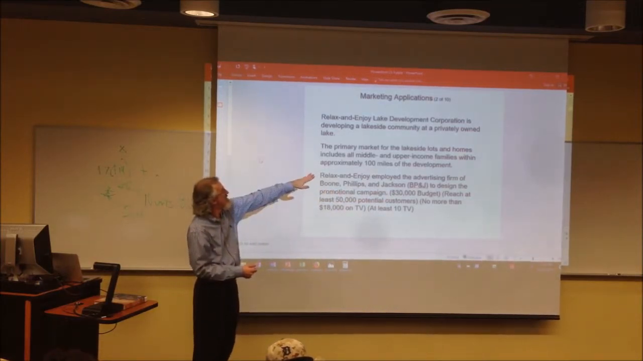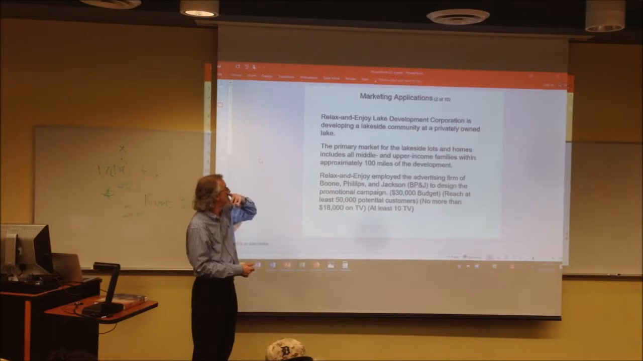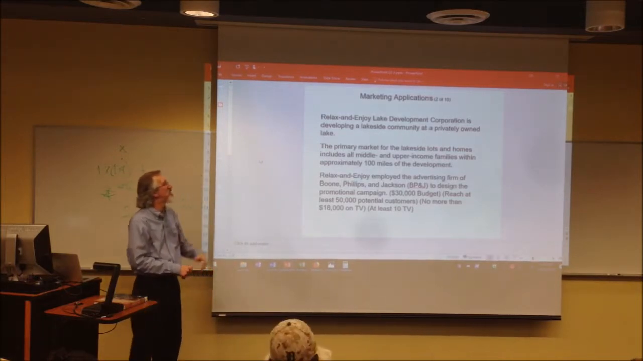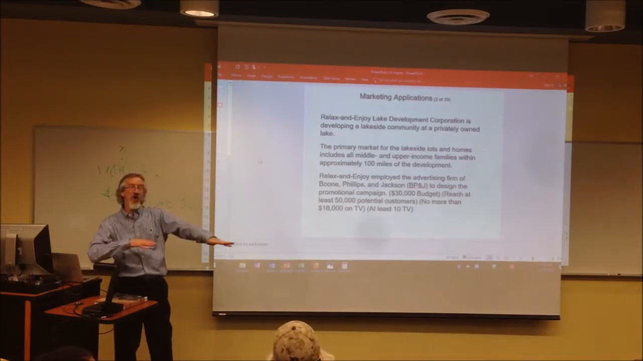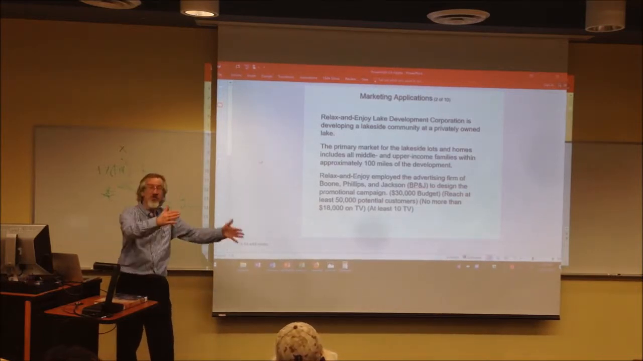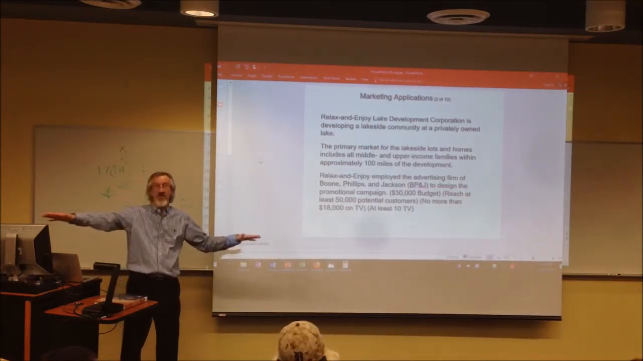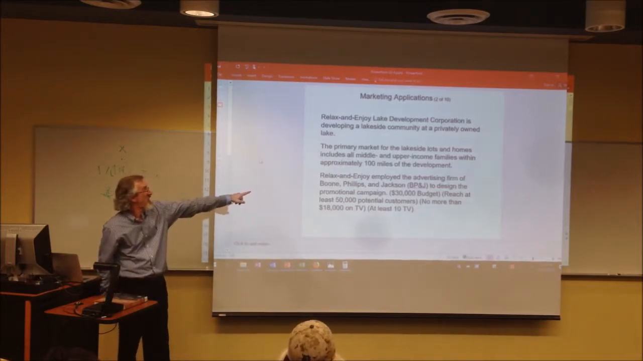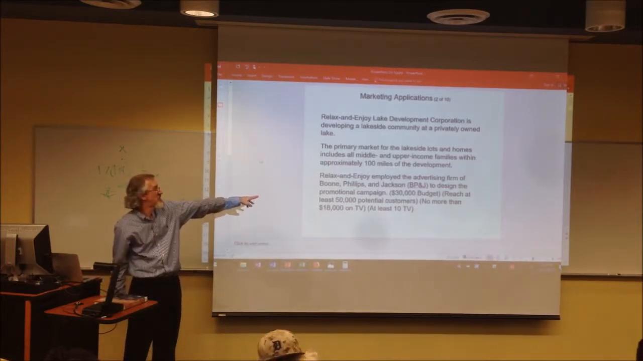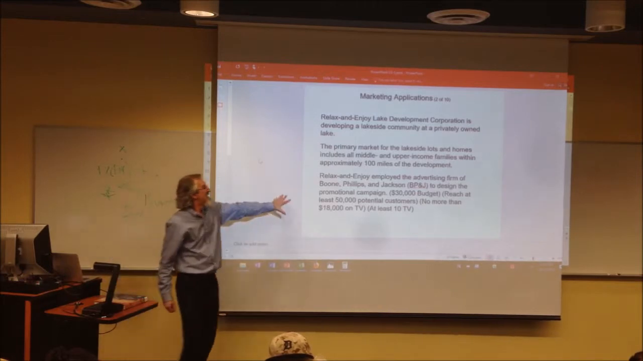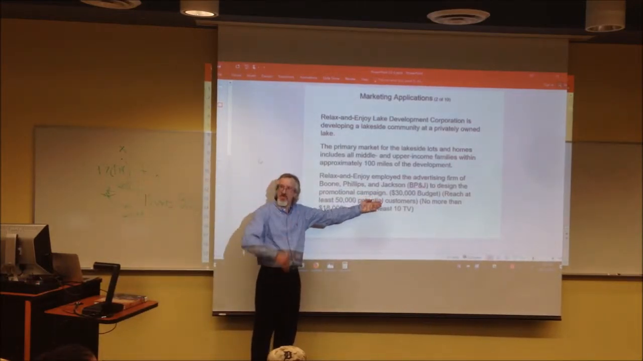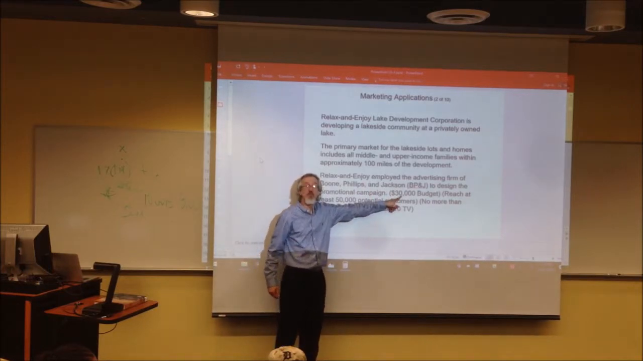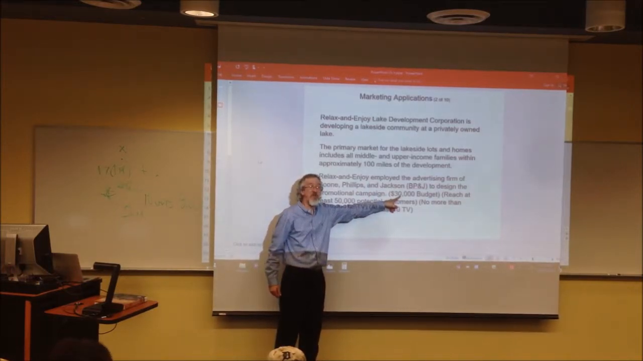The primary market for the lakeside lots and homes includes middle and upper income families within approximately 100 miles of the development. So they got this land, they put the roads in, the curbs, they ran the sewers, and all these empty lots are there. They employ your advertising firm to design a promotion campaign. Now, there's a whole story, but I just gave you part of the story. They said, we want you to have a $30,000 budget.